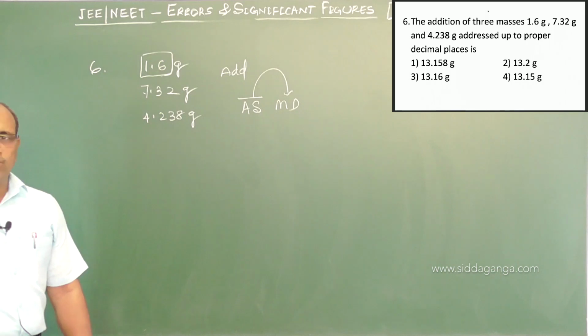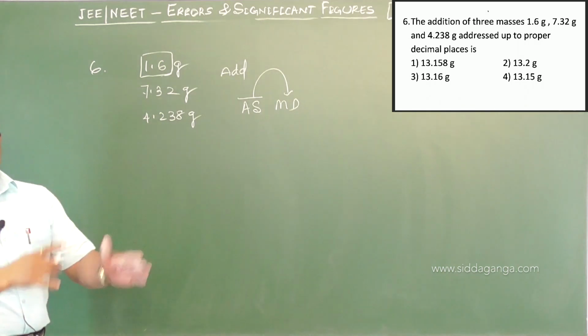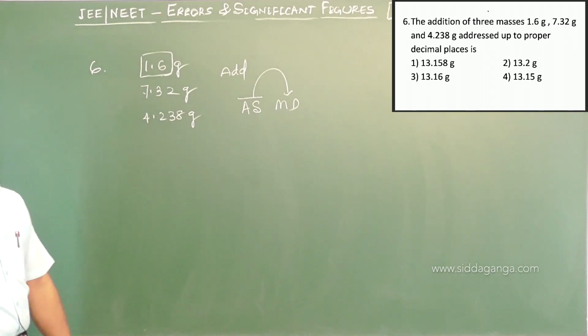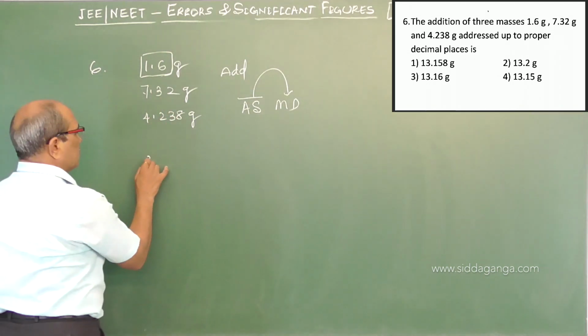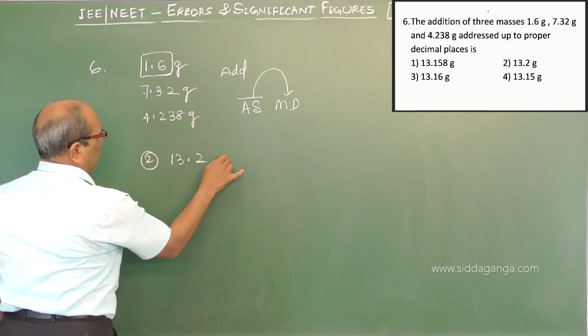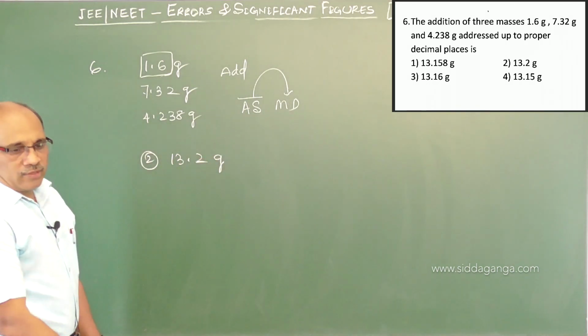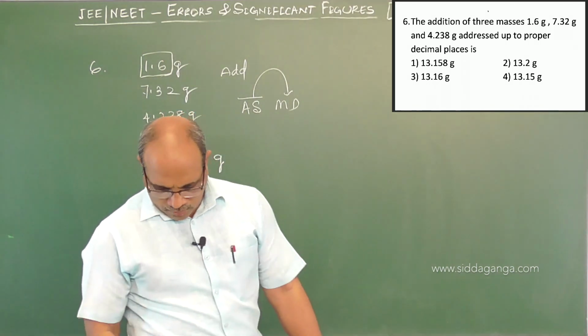Therefore, directly go through the answers. The whole number part is the same, 13 point. Only one option is right, which maintains only 1 digit after the decimal point: the second option, 13.2 gram. So that is the option you have there.